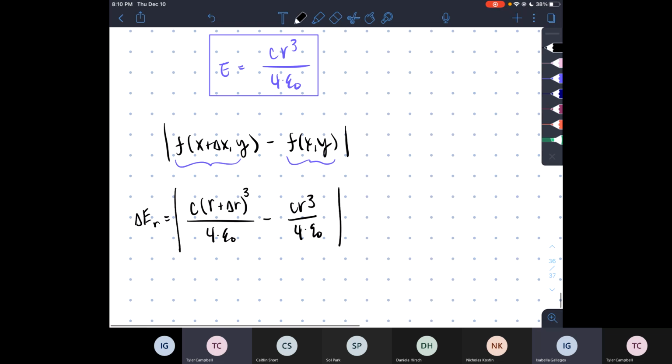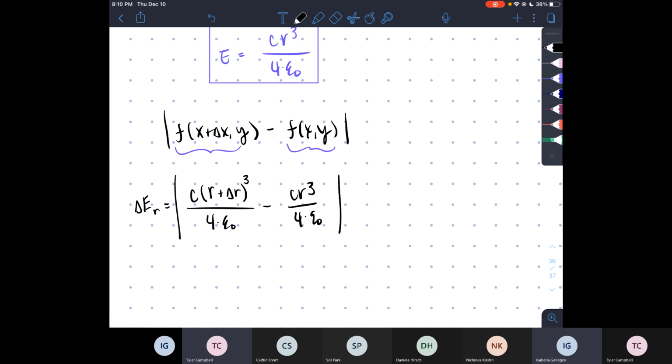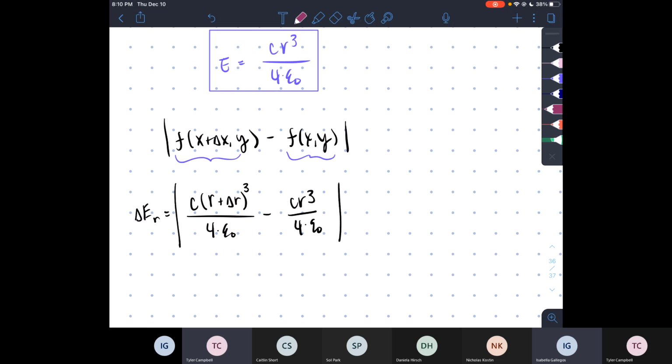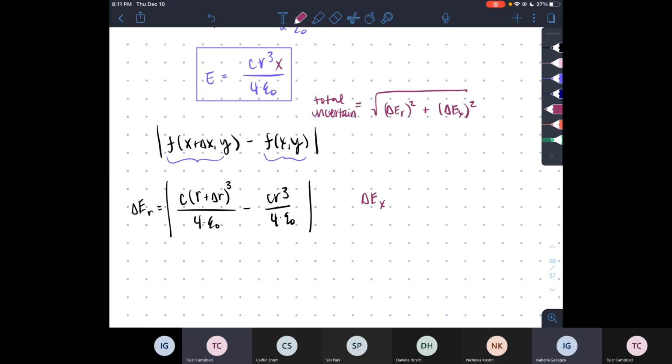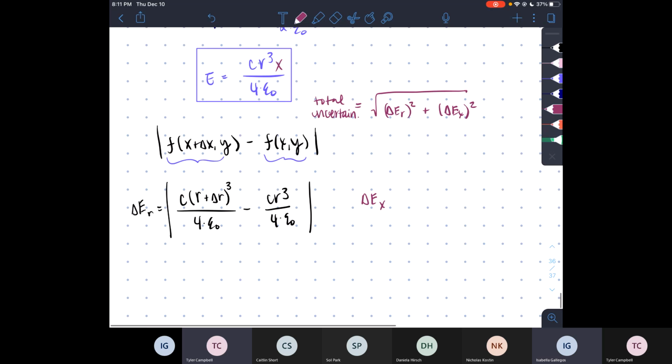The only thing that would change is if there was another variable in this equation, like an X, and the problem asked for the total uncertainty due to both of these. You would do the exact same thing again. You would find your delta E due to X, plugging in the uncertainty in X and subtracting your original. Then your total uncertainty would be the magnitude of them, so you take the square root of delta E due to R squared plus delta E due to X squared. This will give you total uncertainty, and that's pretty much all there is to do with uncertainty.